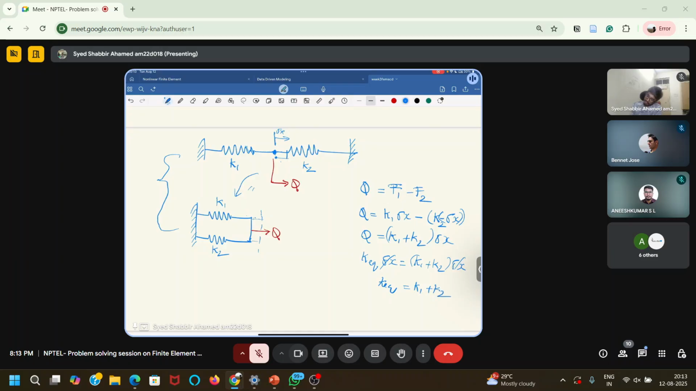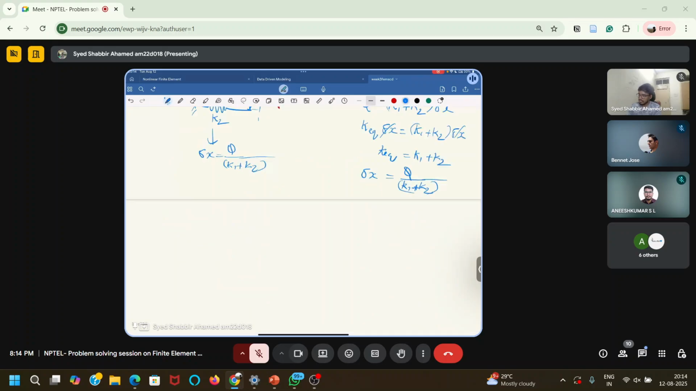Or you can also write delta x is equal to Q by (k1 plus k2). So force divided by the total resistance, or total stiffness, of the springs will give me the deflection. You can see I get the total stiffness by adding the stiffness of each spring. In this also we will get the same answer: delta x is equal to Q by (k1 plus k2). So these two conditions are the same.